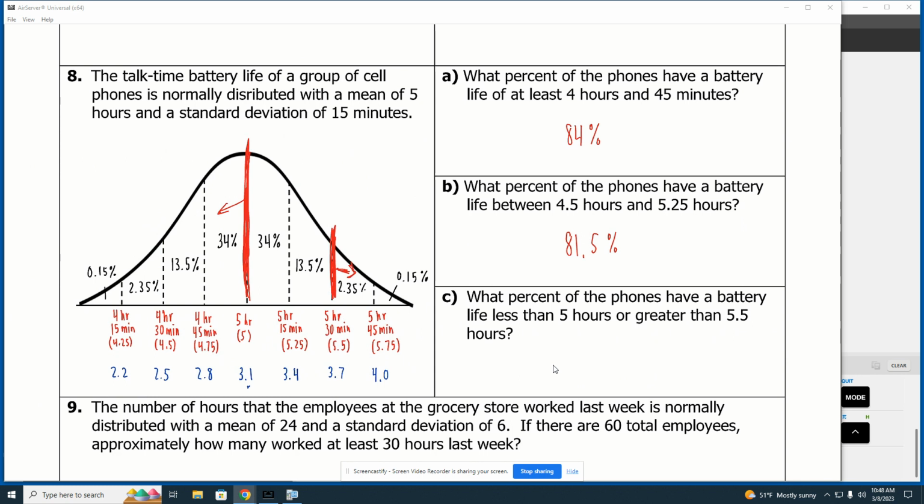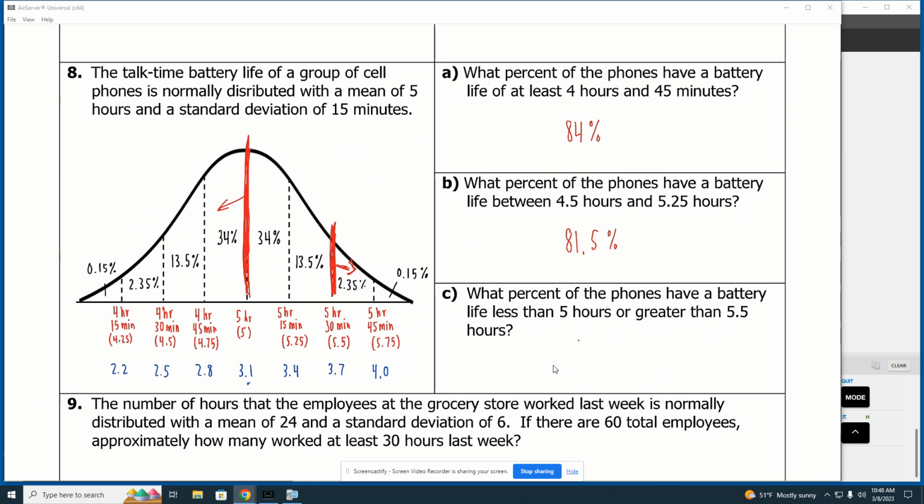Said that wrong. So we got 50% one way, we got 2.5% the other. So together, that's 52.5%. Now, any questions with that one? Pretty simple, right?